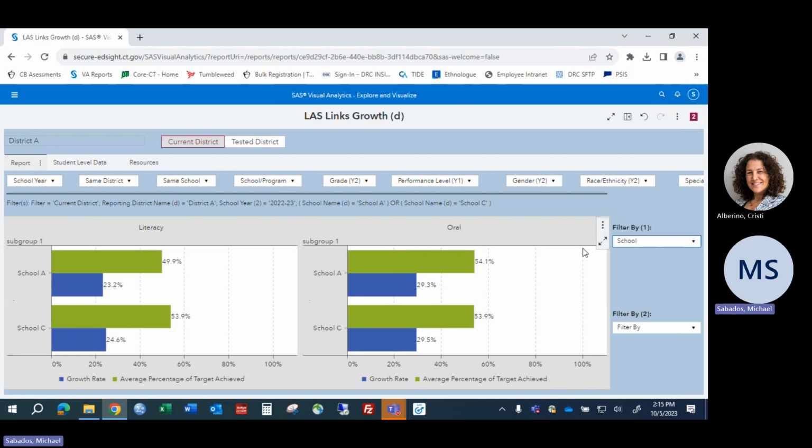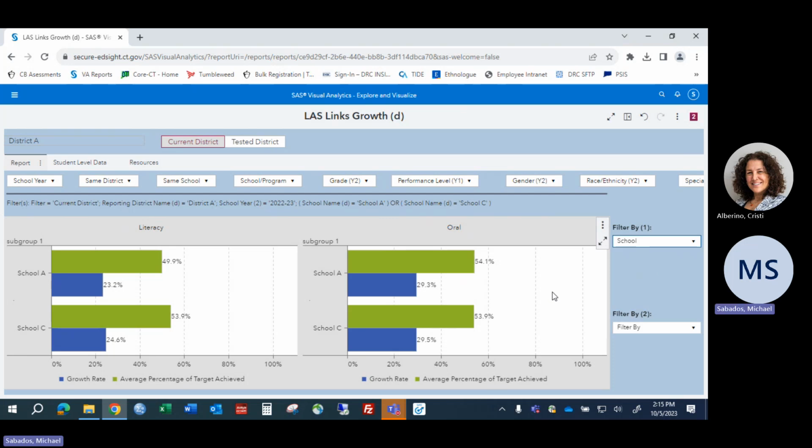So a good way to know what you're looking at any particular time, you get a message here that allows you to say, okay, to show what filters have you applied so you know what data you're looking at. So right now we're looking at the results for 22-23. We're looking at school A or school C, and we know we're making a comparison between the two.